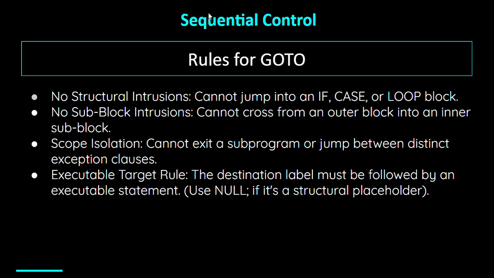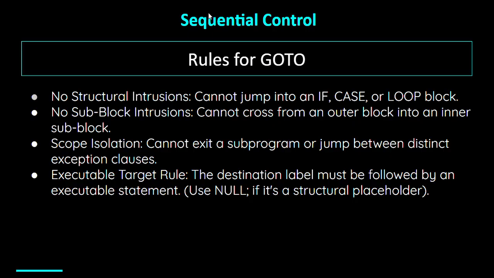Second is scope isolation, cannot exit a subprogram or jump between exception clauses. Lastly, the destination label must be followed by an executable statement. There has to be some executable statement after the label is called. Once the control has jumped to the label, after the label, there has to be an executable statement.